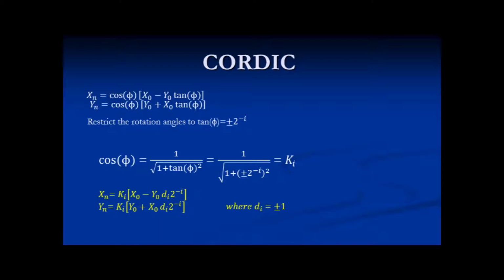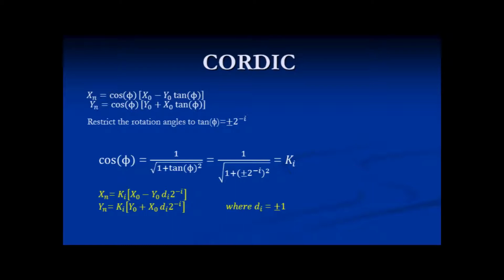Then let's slightly change the last set of equations to reflect if we rotate by a positive angle or a negative angle of 2 to the minus i. I'll use the variable d sub i in the multiplication, whose value is plus 1 for positive angles and minus 1 for negative angles, assuming the maximum rotation in either direction is 45 degrees or less.